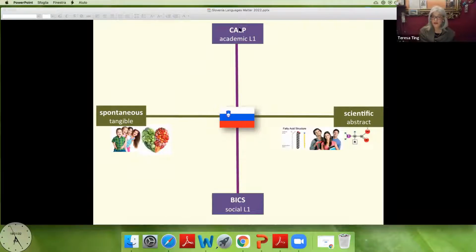So what we have is CALP, academic L1, BICS, social L1. What we have is knowledge which is spontaneous, tangible, or knowledge which is, according to Vygotsky's definition, scientific or abstract. In L1, we're dealing in L1 now.